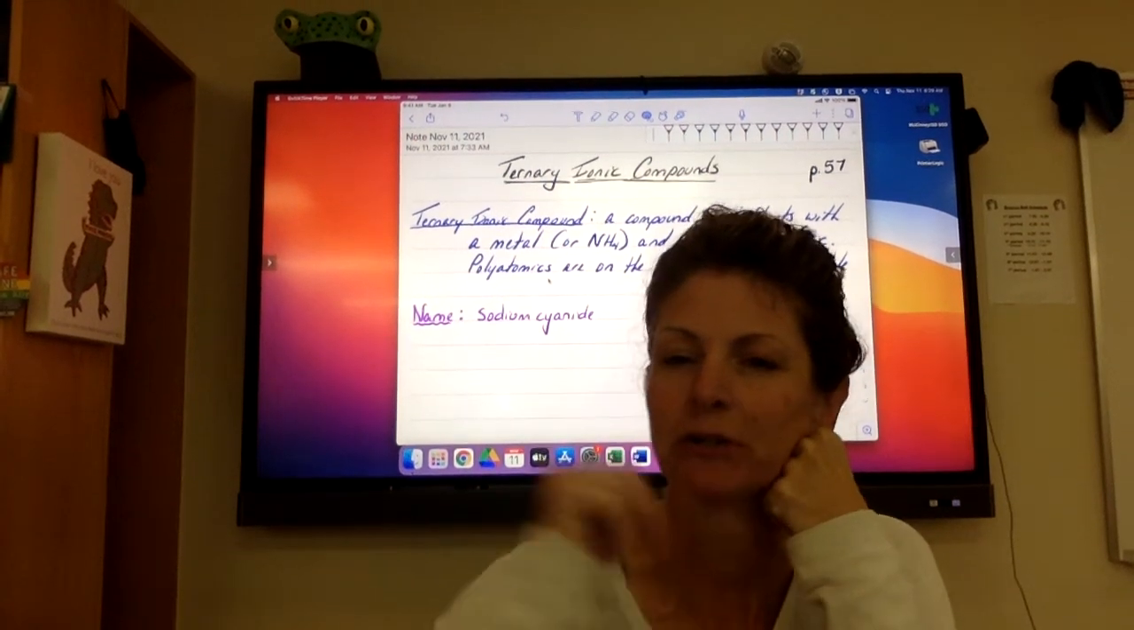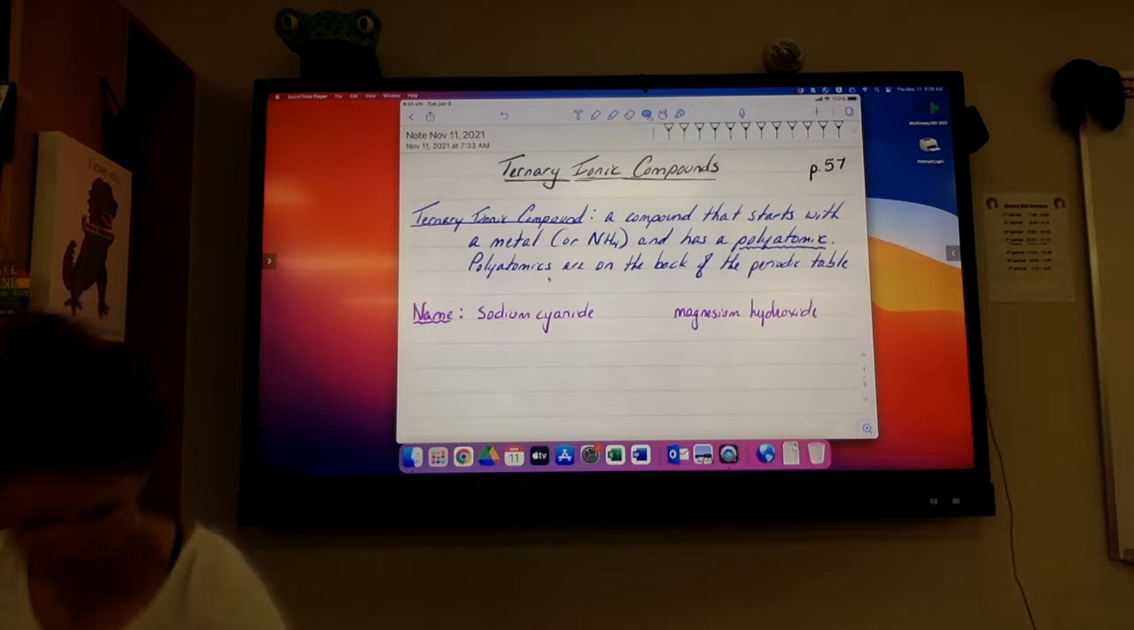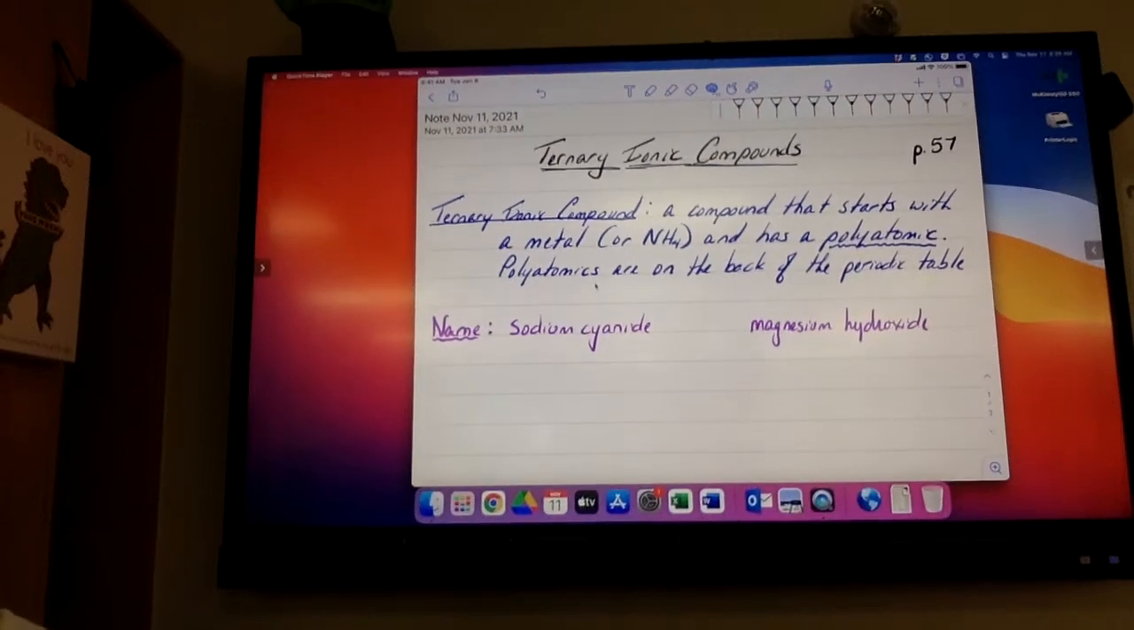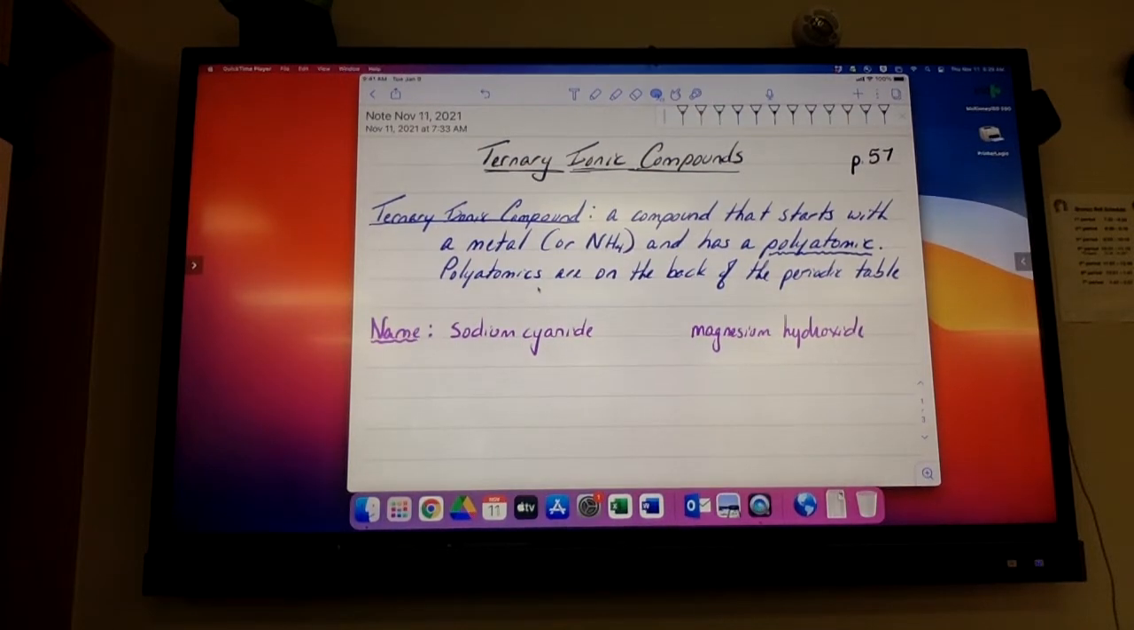Hi. So page 57, ternary ionic compounds. Okay, switch. As soon as you're done writing, pull out your blue periodic table.